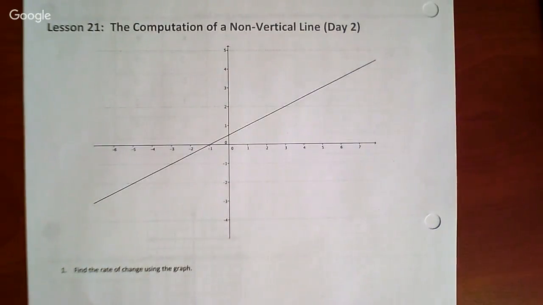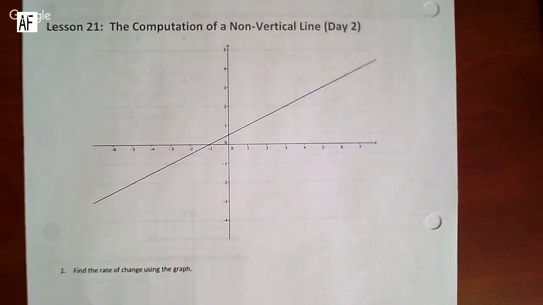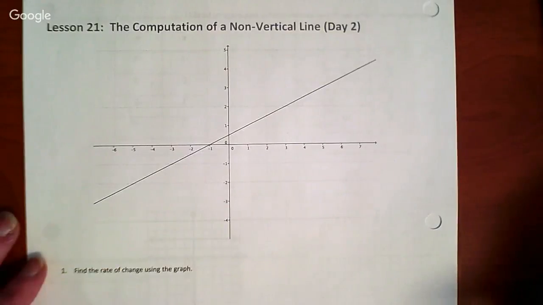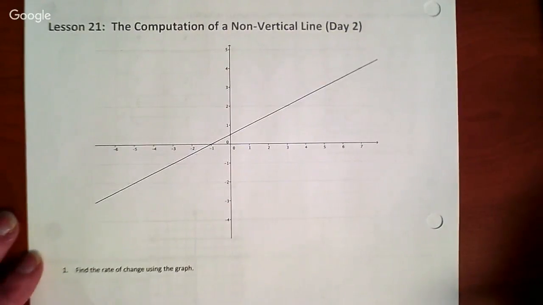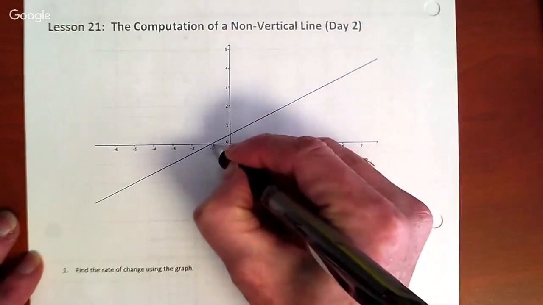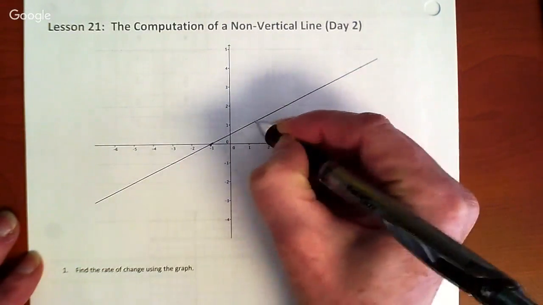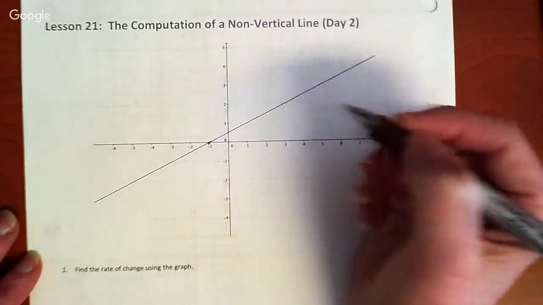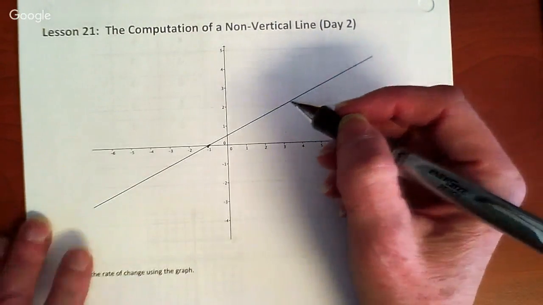All right, this is lesson 21. The computation of a non-vertical line, day 2. It says find the rate of change using the graph. I am going from this point here to this point here, or actually this point here. Sorry.